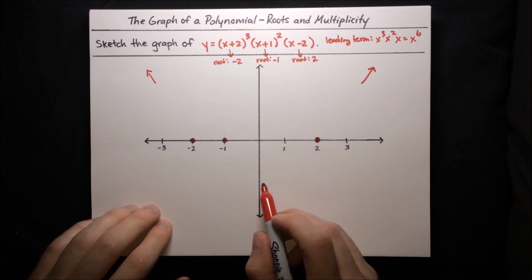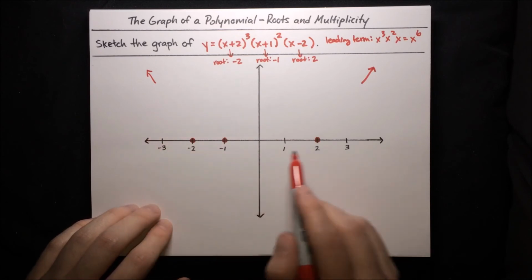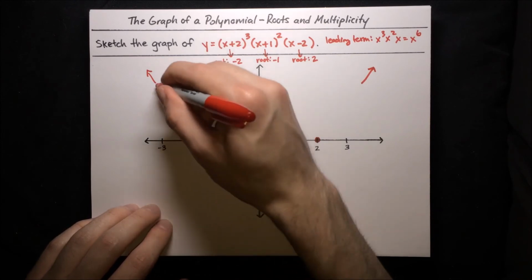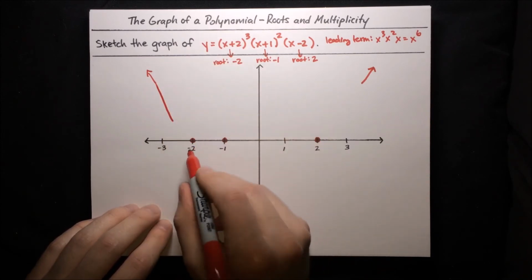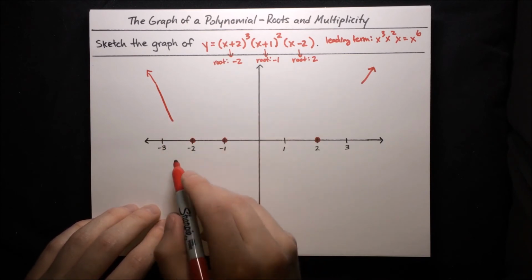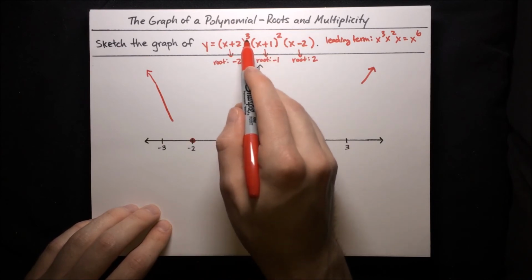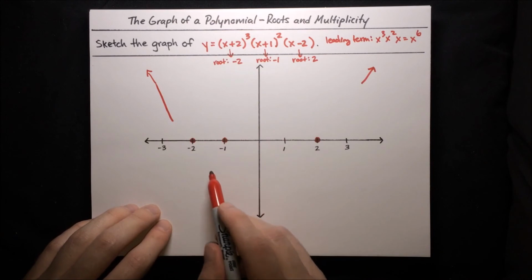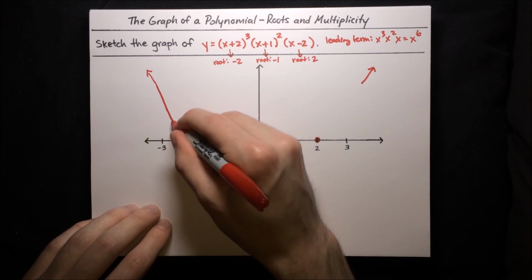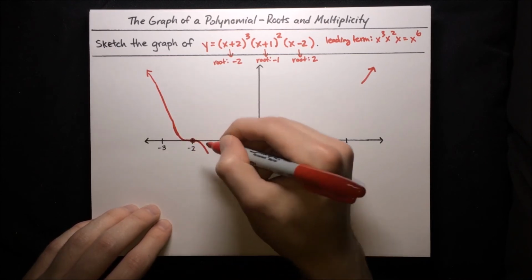Okay, and now let's go from left to right, looking at this root of negative 2 first. So the function is coming down to this root of negative 2, but what does it do at that root? Does it just go straight through? Does it double back on itself? Does it flatten out a bit? Well, let's look at the multiplicity here. Multiplicity is 3. So that means it does go through the root, it crosses over to the other side, but it does flatten out a little bit at the root. So let's go ahead and make it flatten out a bit. So flatten out, kind of like that, and going through the root.